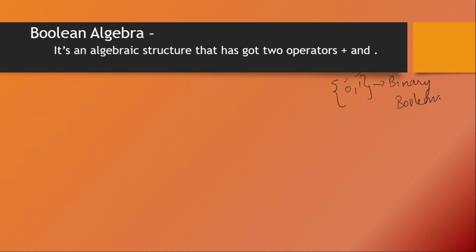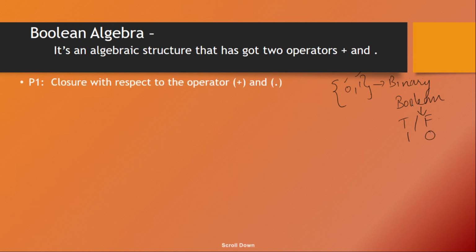So when we have Boolean, we have only two values, either true or false. True is represented by 1 and false is represented by 0. So with the help of this Boolean algebraic interaction, we can try to understand certain postulates and theorems based on this. So the first postulate is that Boolean algebra is closed with respect to the operators plus and dot.